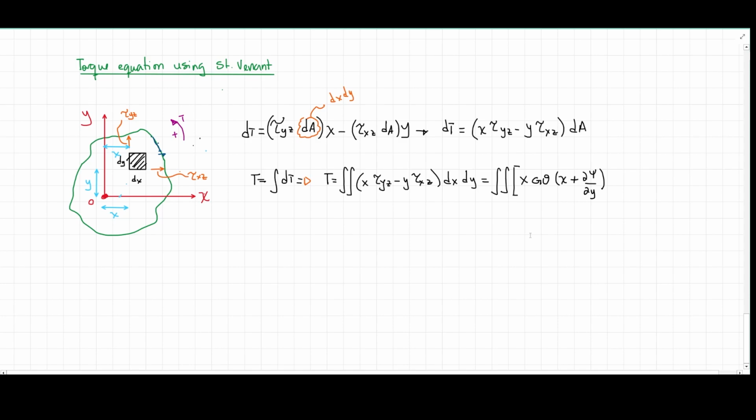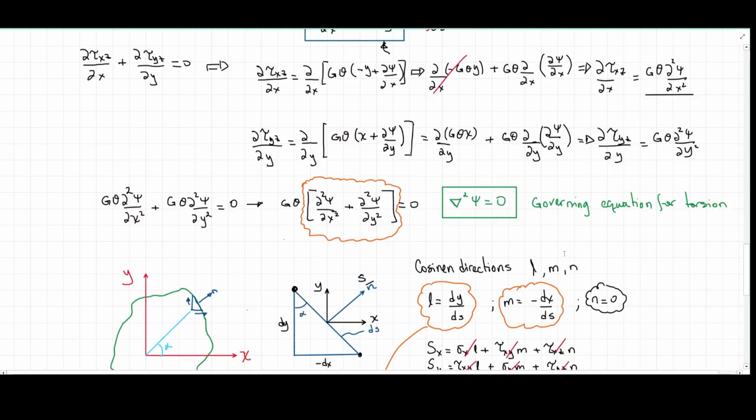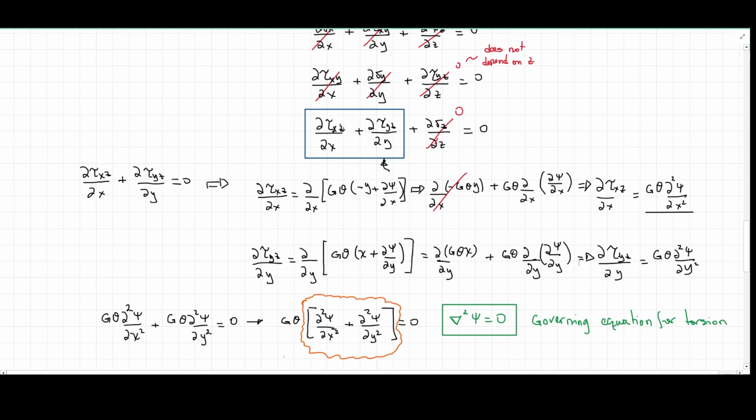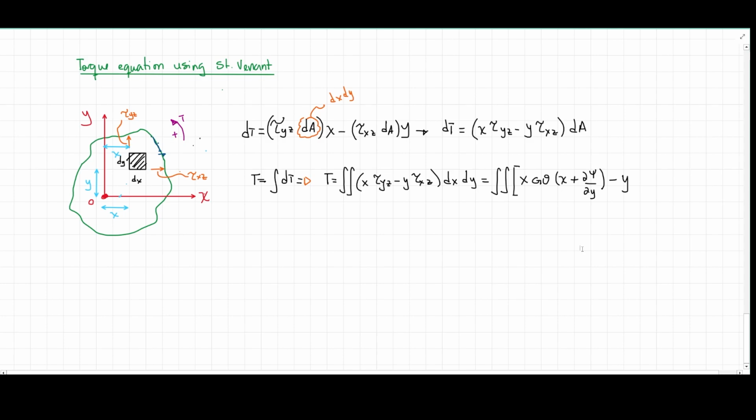And then this is going to be minus y tau xz, and that one is this one here. We have done that. I put it here, move it down here, and delete this one, but this is going to multiply dx dy.